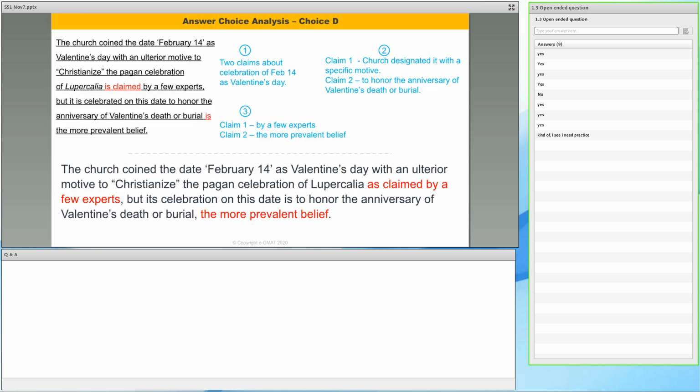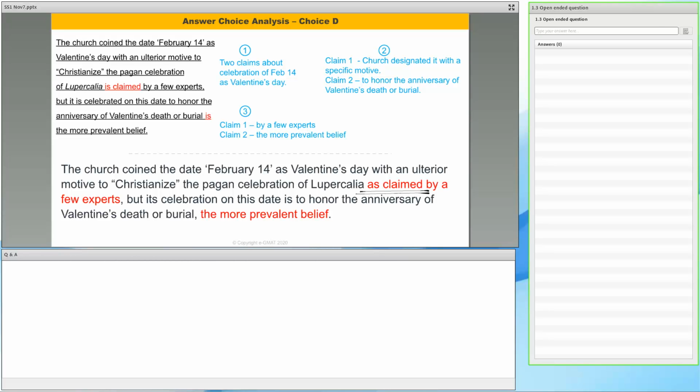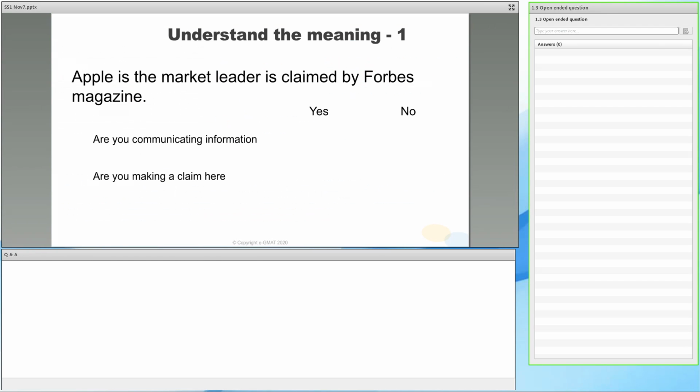Let's look at choice D. The church coined the date February 14 with an ulterior motive to Christianize the pagan celebration of Lupercalia, as claimed by a few experts. This is a really interesting nuance. Choice D is wrong as well, by the way. I'm going to tell you why. Let's kind of look at this.